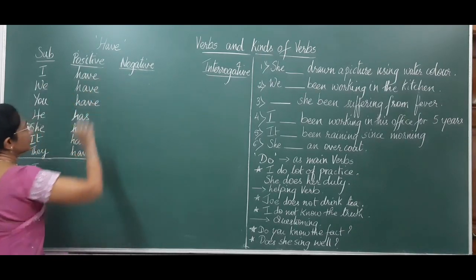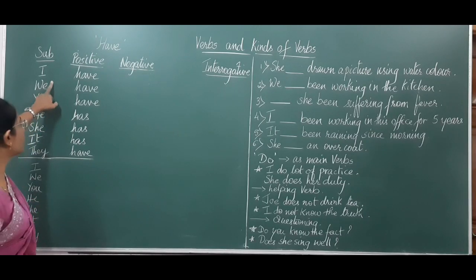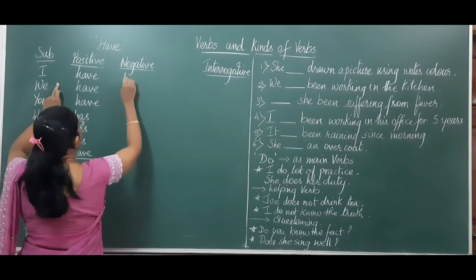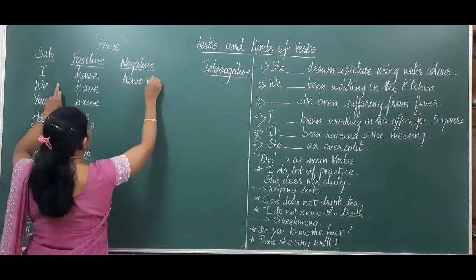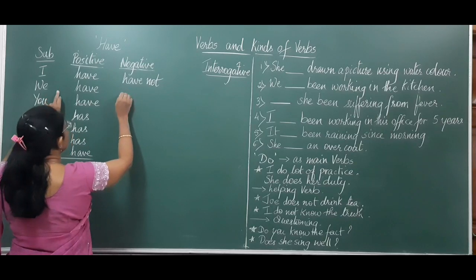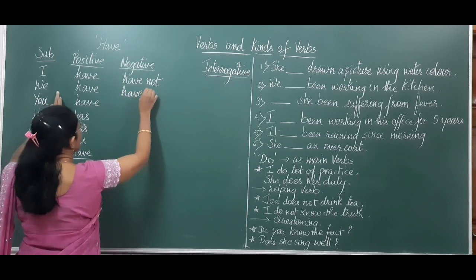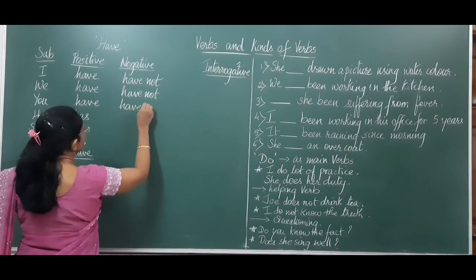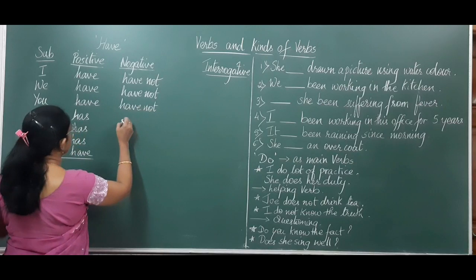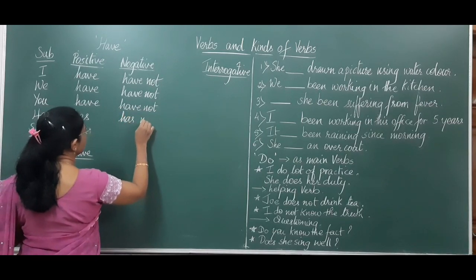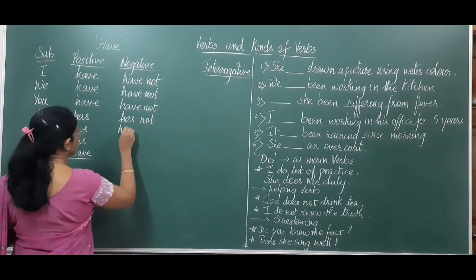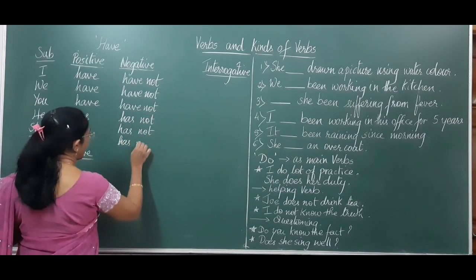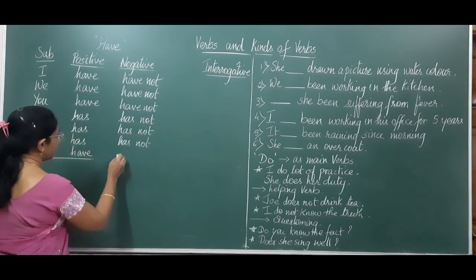We'll see the usage in the negative form. I have not. We have not. You have not. He has not. She has not. It has not. They have not.